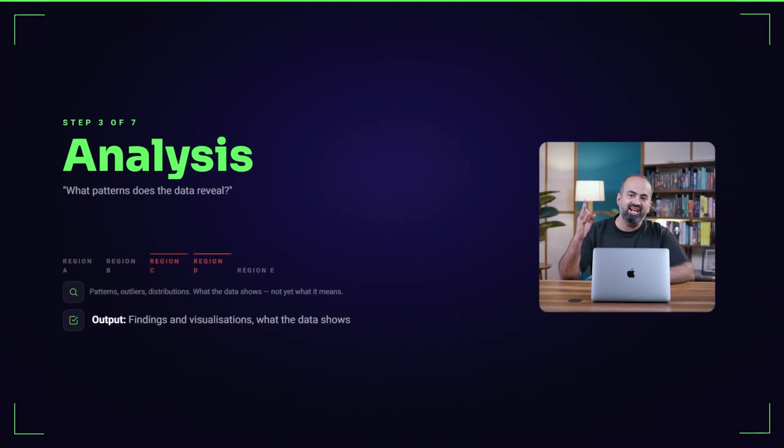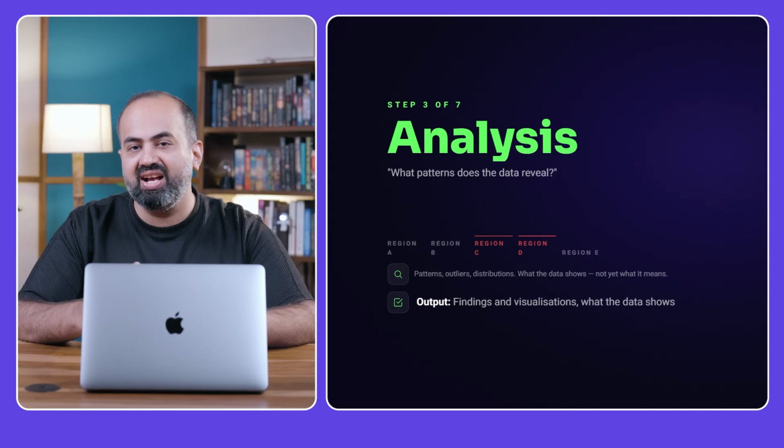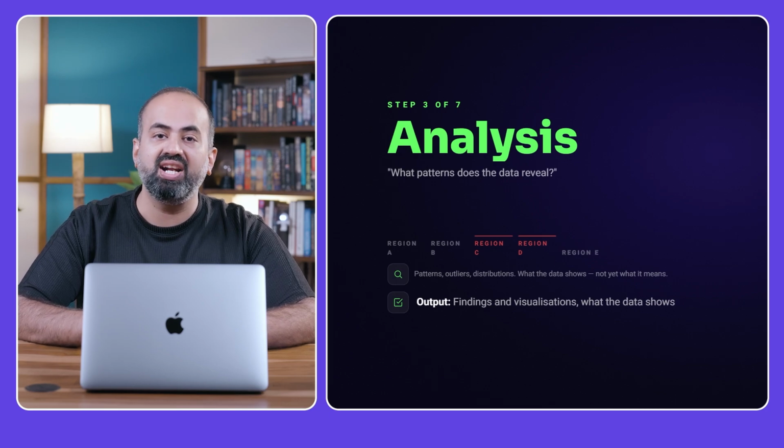Step 3. Analysis. This is where you look at data, find patterns, outliers, distributions. This tells you what the data shows, not yet what it means.